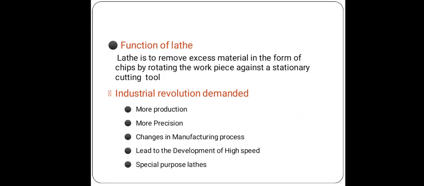Function of lathe. Lathe is to remove excess material in the form of chips by rotating the workpiece against a stationary cutting tool. So the lathe is entirely related to the demands of the industrial revolution. It is related to developing more production, more precision, and changes in the manufacturing process, leading to the development of high speed. Also some special lathes are used to develop special products.